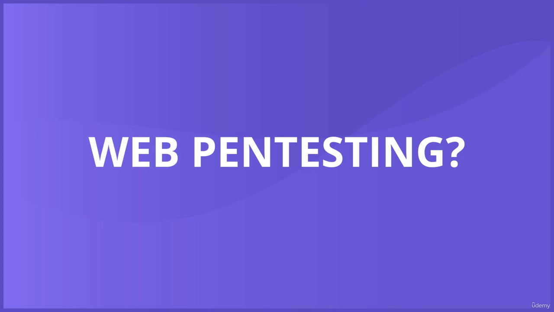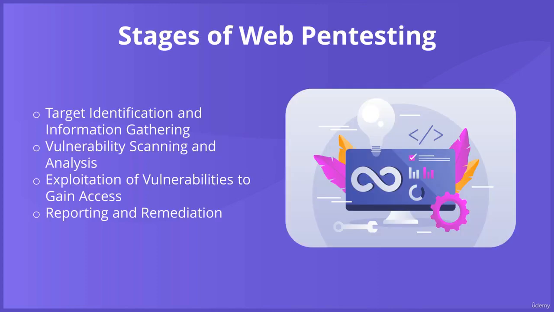All right, so now we're ready to have a look at these stages of web pen testing. Target identification and information gathering. So pen testers identify the target web application and then gather information about its architecture, the technologies that are used, as well as potential vulnerabilities. The stage may involve reconnaissance techniques like footprinting, DNS enumeration, and web crawling.